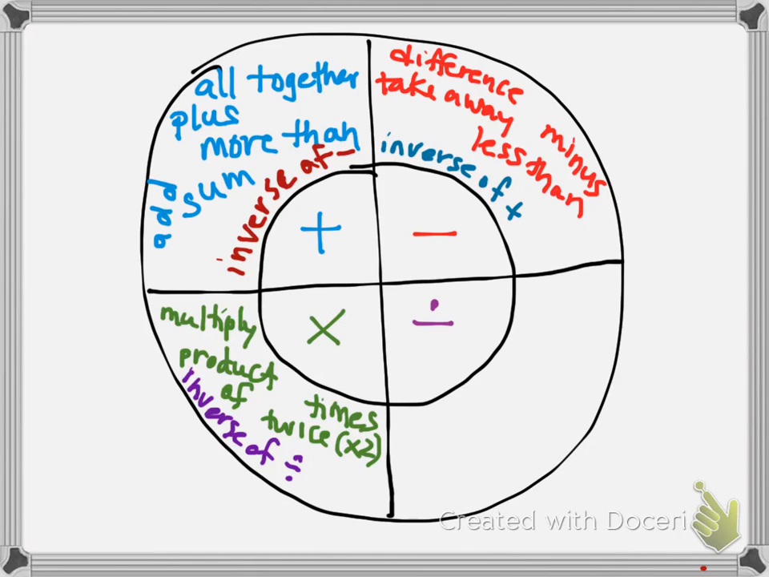And then we have division. So the answer to a division problem is called a quotient. Q-U-O. Yeah, that doesn't look good. I'll try that again. Q-U-O-T-I-E-N-T, quotient.